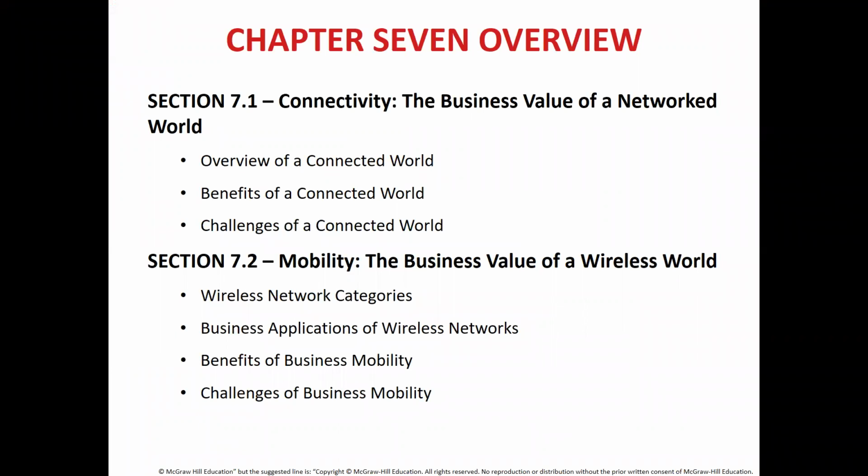Overall, for lecture 7, we will be looking at connectivity, the business value of a networked world. That means we will have an overview of the connected world, look at the benefits of what happens when a world is connected, and look at some of the challenges of a connected world. In section 7.2, we'll be looking at mobility. Mobility means something that is able to move. In terms of networks, we're looking at wireless networks, and in mobility, the business value of a wireless world.